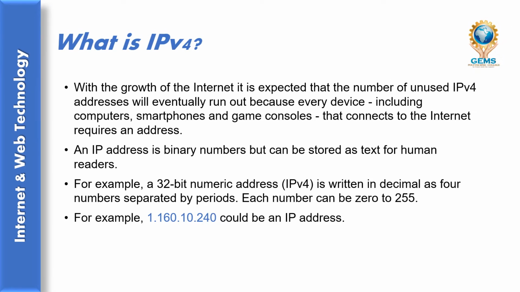With the growth of the internet, it is expected that the unused IPv4 addresses will eventually run out, because every device that connects to the internet, including computers, smartphones, and game consoles, requires an address. An IP address is a binary number that can be stored as text for human readers. For example, a 32-bit numeric address is written in decimal as 4 numbers separated by periods. Each number can be from 0 to 255. For example, 1.160.10.240 could be an IP address.